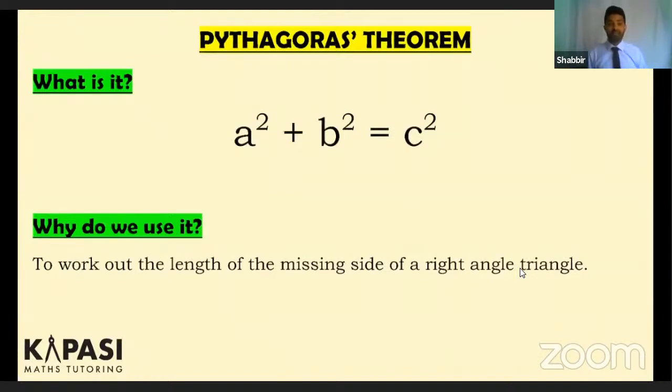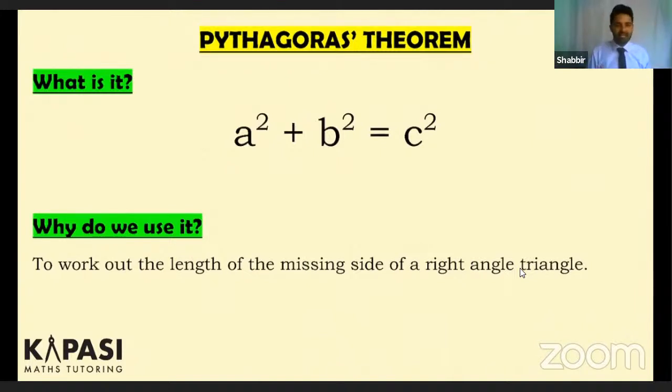So what is Pythagoras' theorem? It is a squared plus b squared equals c squared. It's a formula that we can use to work out the length of the missing side of a right angle triangle. Okay, now whilst we're going through any of these lessons, make sure you are making notes.